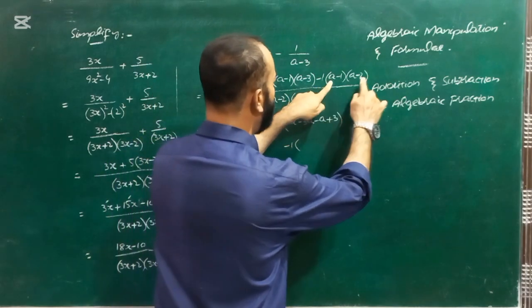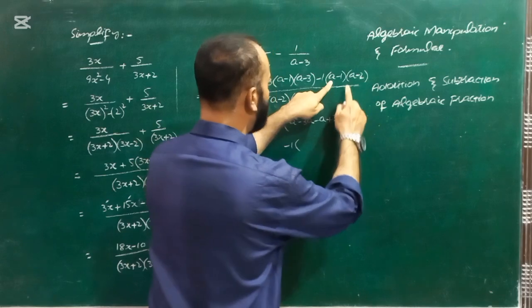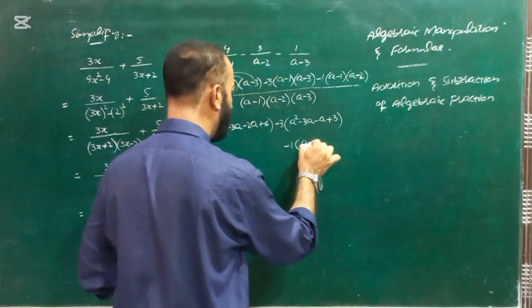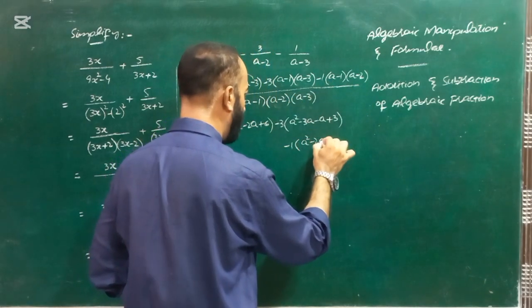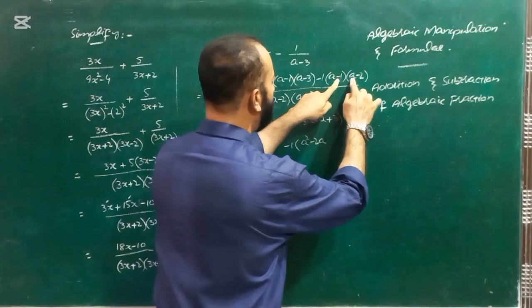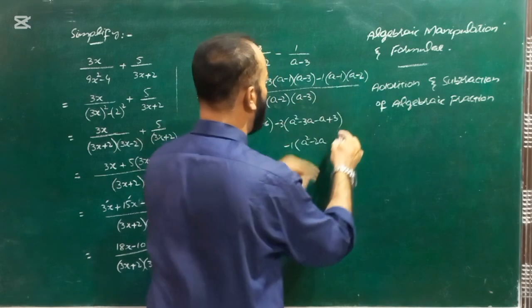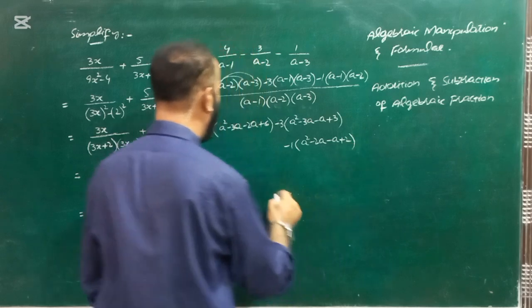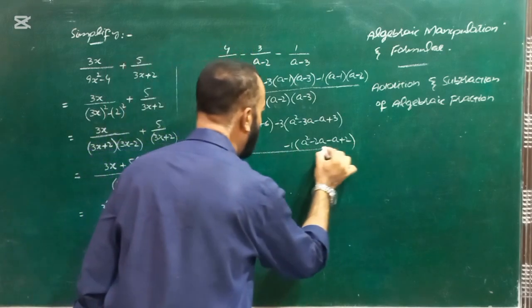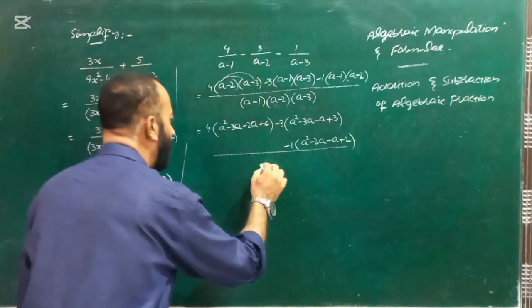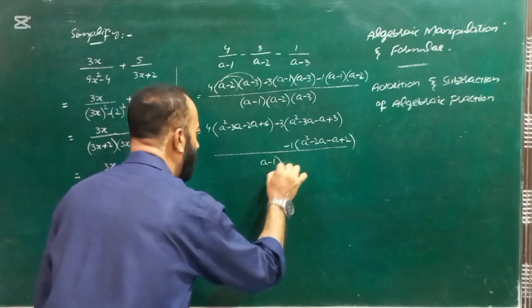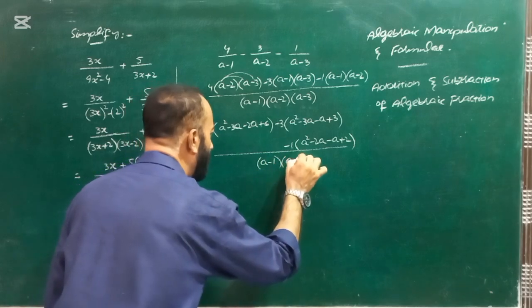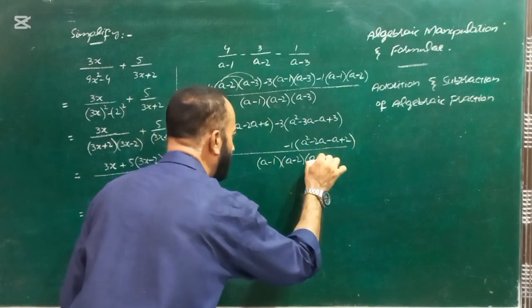So now a is going to be multiplied with all the values of the second bracket. So a square minus 2a. And now minus 1 will be multiplied. So minus a plus 2. And the denominator will remain as it is. That is a minus 1 into a minus 2 into a minus 3.